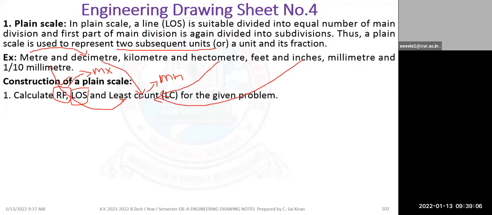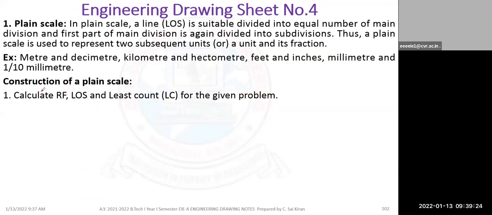Okay, so like this you have to calculate the RF value, you have to calculate the LOS value, and you have to know what the least count of that problem is. You have to know. Okay. Yeah. So I hope you have understood. Before starting the first step, you have to calculate this RF, LOS, and least count. You compulsorily have to calculate it.